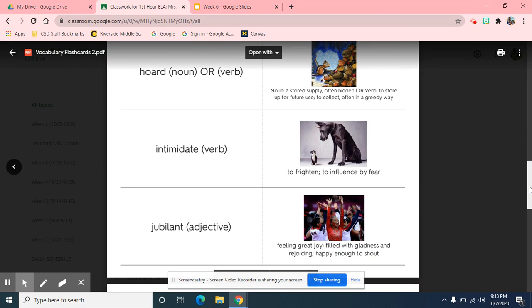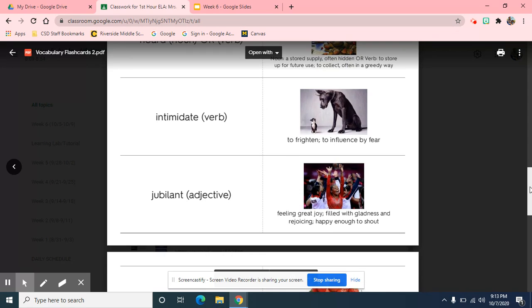Intimidate. If you intimidate someone, you frighten them. You scare them. So an example would be, no bully is going to intimidate me because I can stand up for myself. The next meaning is to influence by fear, which is very close to frighten. All right, the next word is jubilant, which is an adjective.